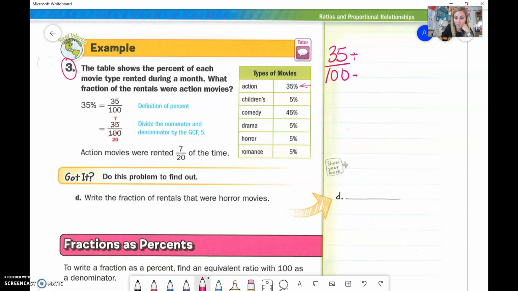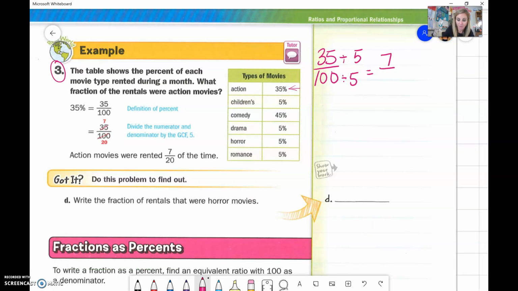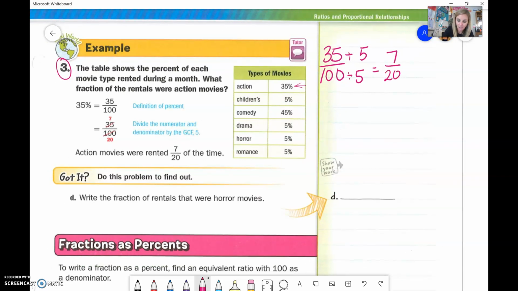Now, knowing what I know about 100 and what I know about 35, I know I can divide each of those by 5 because I know that they are multiples of 5. So let's start there. So we're going to divide each of those by 5. 35 divided by 5 is 7, and 100 divided by 5 is 20. Therefore, I know that I cannot go any lower because the only factors of 7 are 1 and 7.